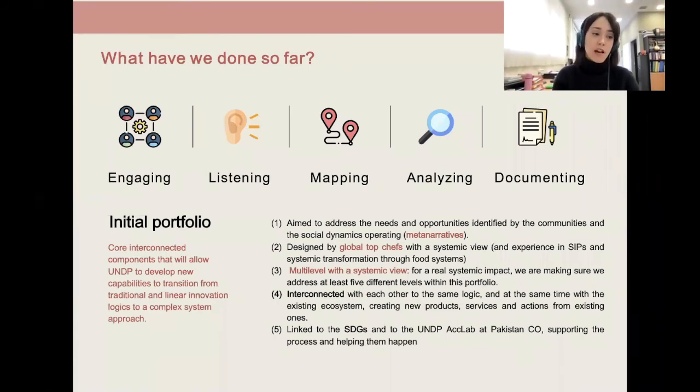This is a bottom-up approach based on different elements that are iterative and that are based on two different things: the community listening process as a basis for building the portfolio, and the portfolio approach in which we tackle different levels of impact.